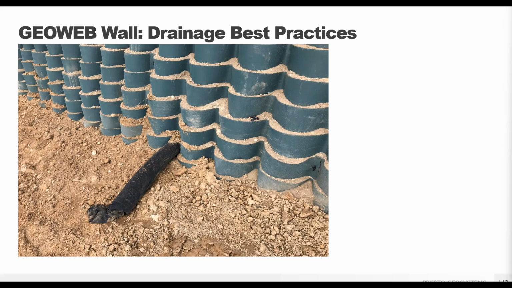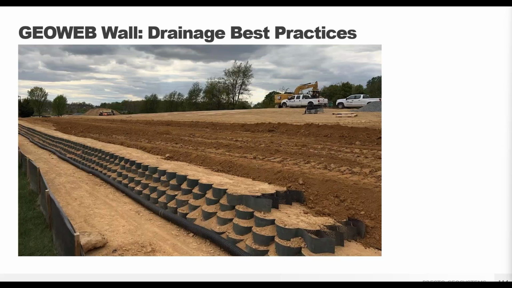The drain pipe should daylight in an area that can manage that collected water. The pipe can either come through the front of the wall, like shown here, or it can end at the side of the wall, depending on what works best for your site.